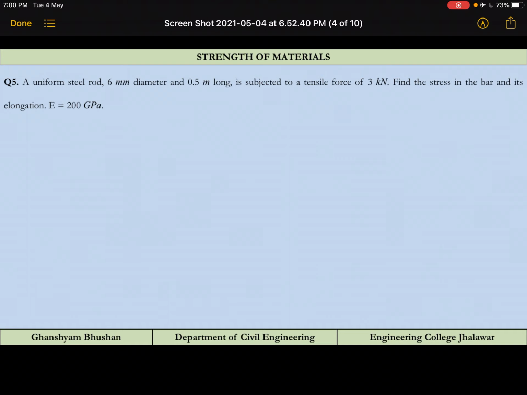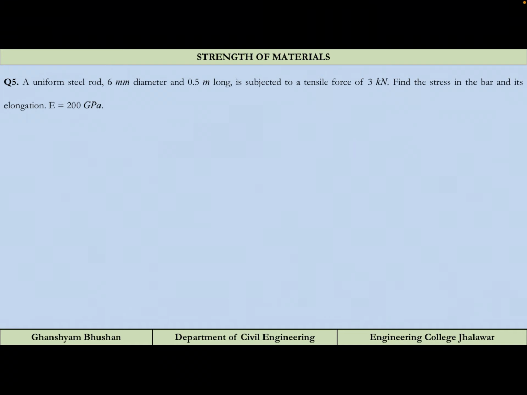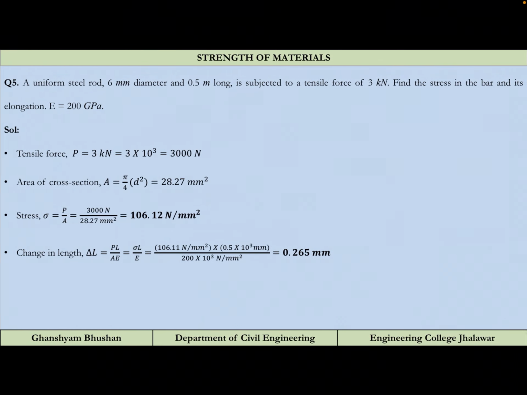Let us move to our next problem. This problem is stating a uniform steel rod of 6 mm diameter and 0.5 meter length is subjected to a tensile force of 3 kN. Find the stress in the bar and its elongation. So this is also a very simple problem. Diameter is given, length is given, load is given, and E is given. So directly you can find the stress. Let us see how we are going to solve this problem.